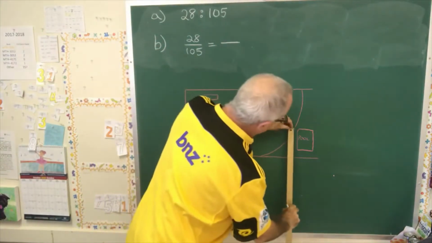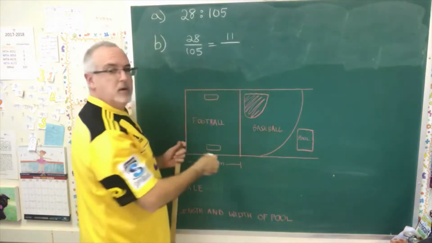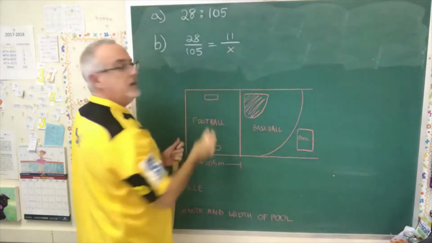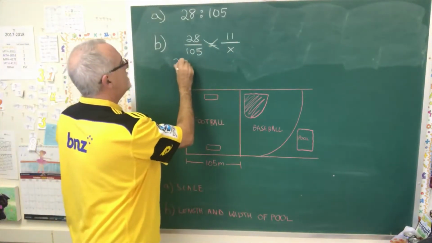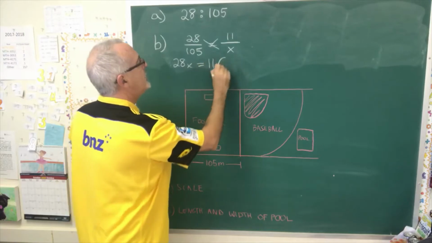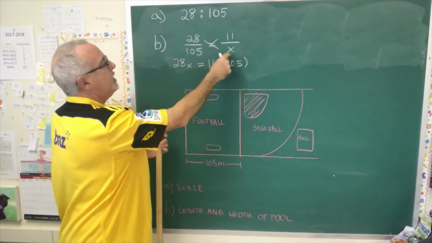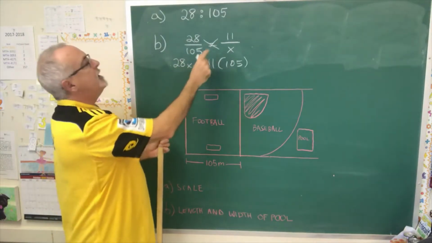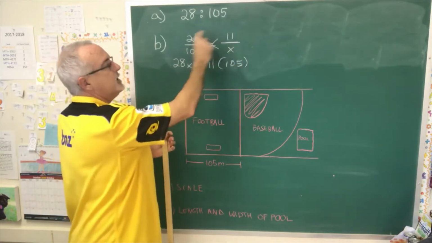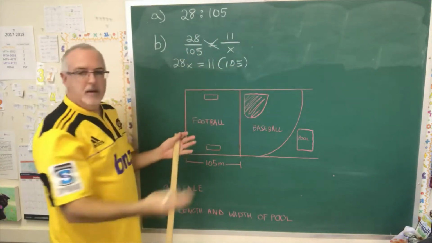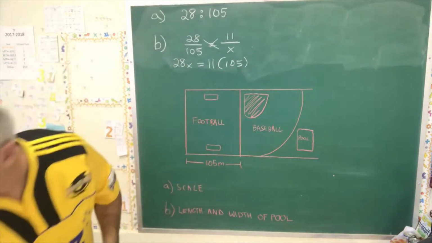So when I do the length of the pool, I measure it and I get 11 centimeters. That's ruler, it goes on the top. And then x goes here. We cross multiply to solve this. We have 28x equals 11 times 105. So cross multiplication, top times bottom goes here, then we put an equals, bottom times top goes there. And it turns an equation which has two fractions into a single line that doesn't have any fractions, and that's easier to solve. The next thing to do is multiply the 11 and the 105.